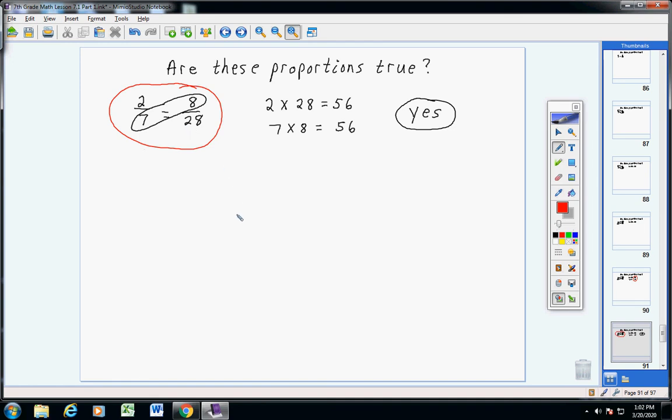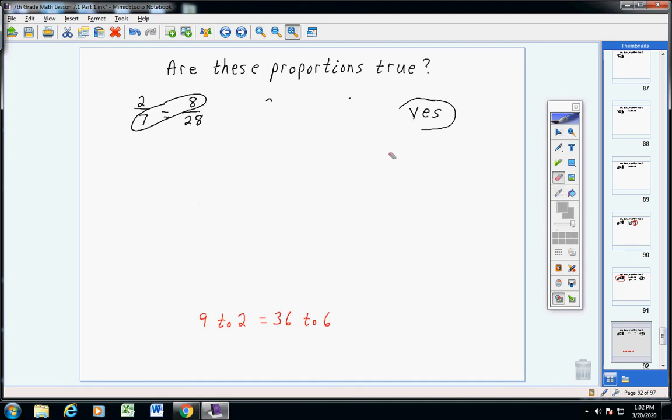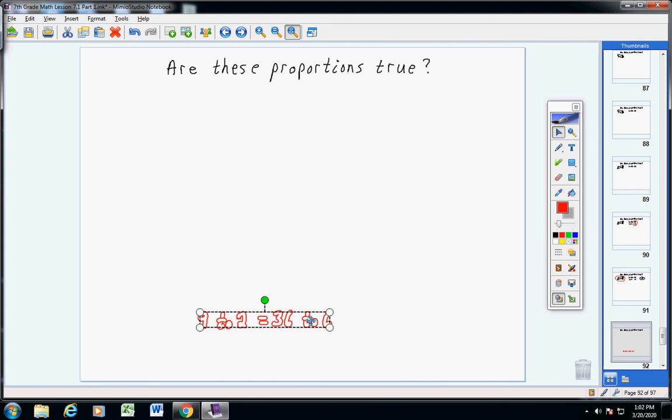Now I want you to try one on your own. I'm asking you, is this proportion right here a true proportion? Pause the video, do your multiplication, turn it back on, and see if your answer is right, either yes or no.